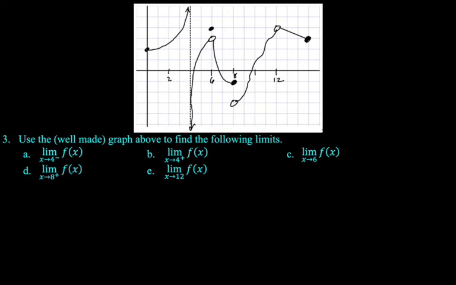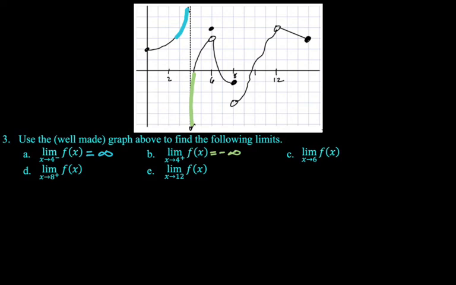So use the well-made graph above to find the following limits. So we want the limit as x approaches 4 from the left of f of x. So this is a classic, right? You just approach 4 from the left. You can see that you're going up to infinity, so our answer is infinity. Now 4 from the right. You approach from the right, and you see that you're going down to negative infinity.